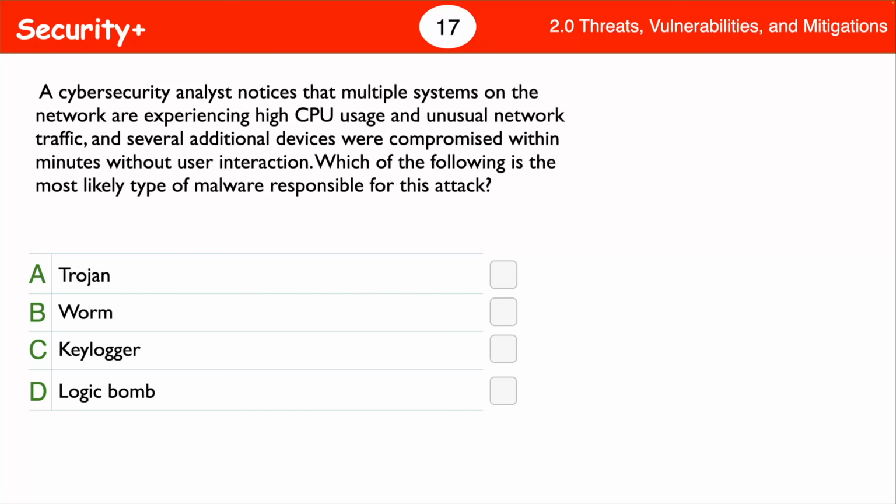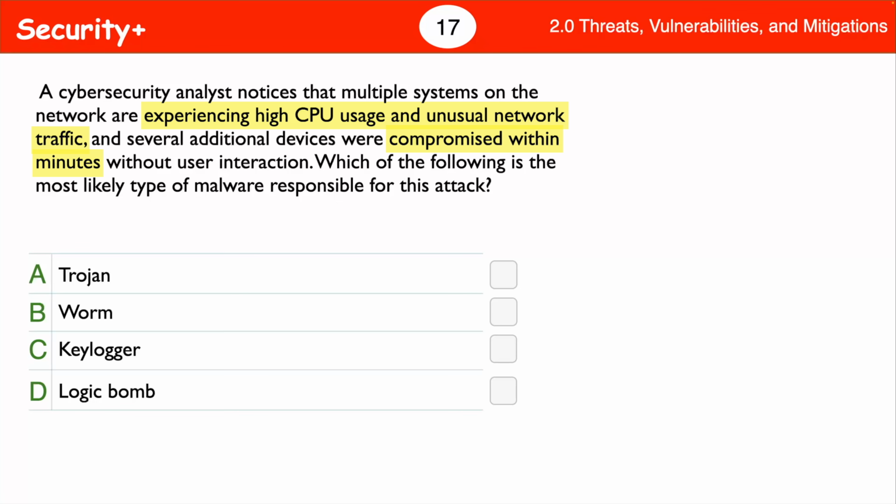Question 17. A cybersecurity analyst notices that multiple systems on the network are experiencing high CPU usage and unusual network traffic, and several additional devices were compromised within minutes without user interaction. Which of the following is the most likely type of malware responsible for this attack? All right, so let's take a look at the key phrases here. I would say the two most important are experiencing high CPU usage and unusual network traffic, and also compromised within minutes.